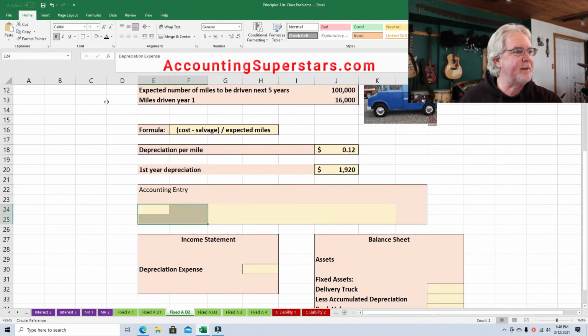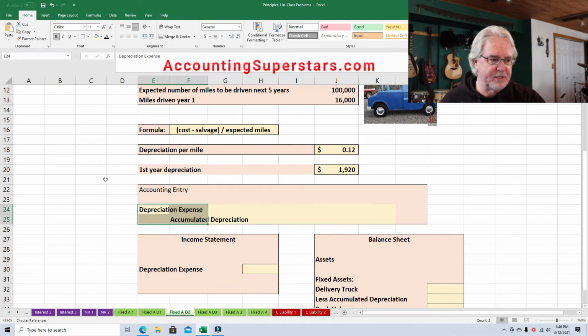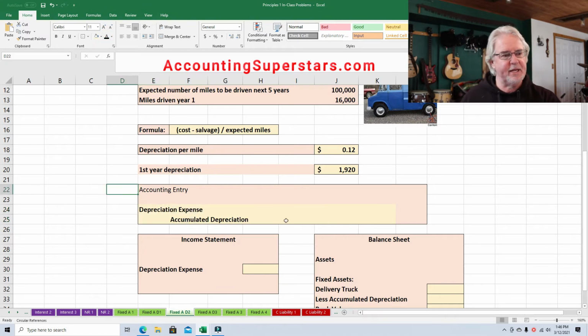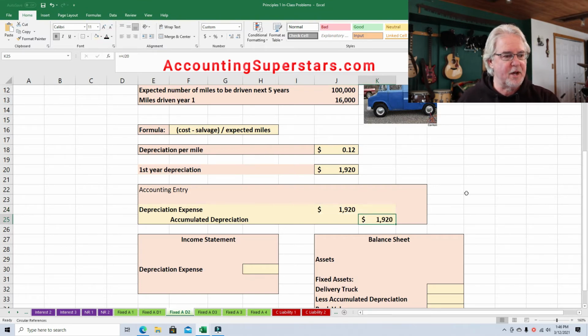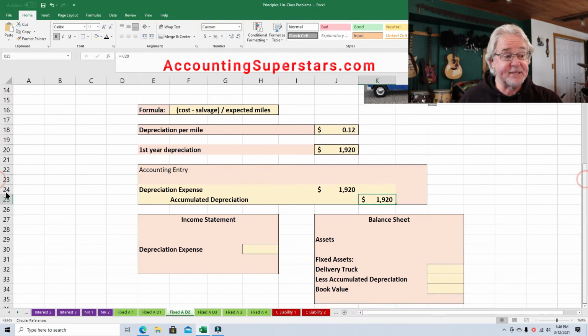Now, the journal entry is very similar to straight line. The exact same debit and credit. We're going to debit depreciation expense and credit accumulated depreciation, and it'll be for the $1,920. Now, expenses flow onto the income statement. So this expense of $1,920 will go right on the income statement.